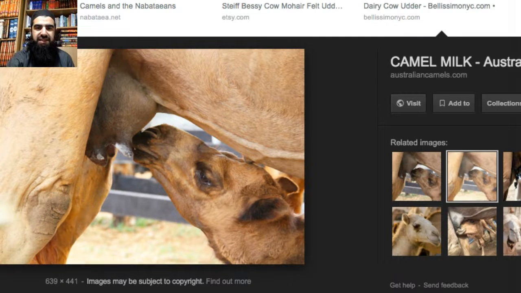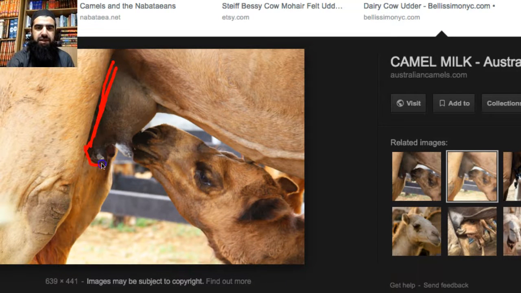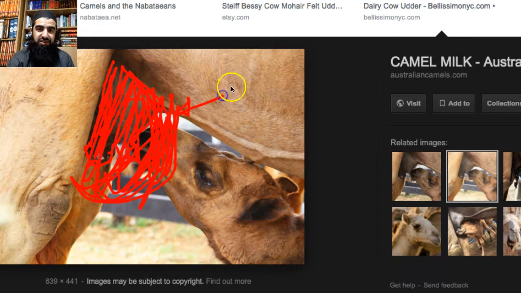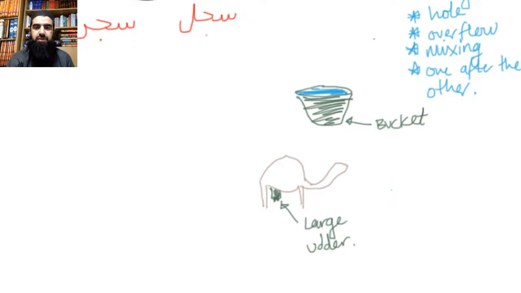So you see this area, that's the udder of the camel. Let's color that in. You can see a baby just drinking the milk there. Now imagine it was much bigger than that. I couldn't really find an udder that was overly large, but just imagine that udder was that large. Okay, so that's the sajl. So you have this meaning of filled, and because it's filled, it's lowering it down, giving it some distinct features as well.